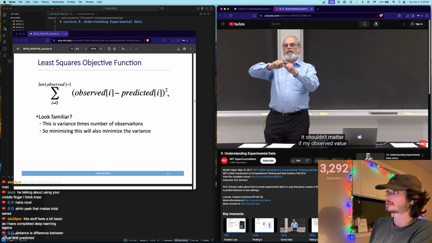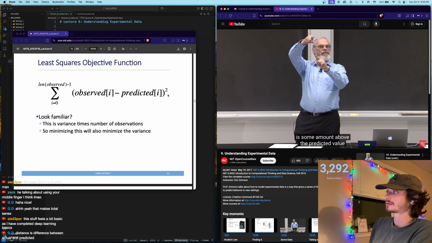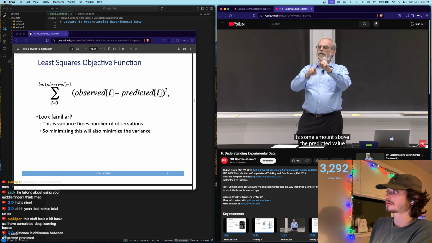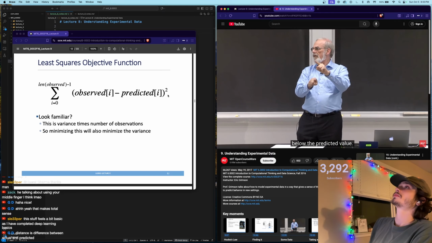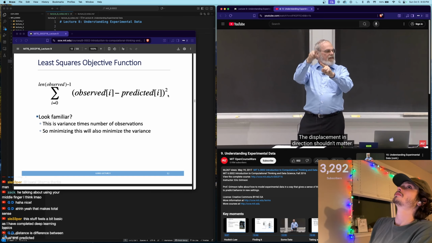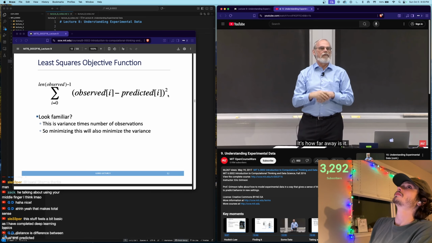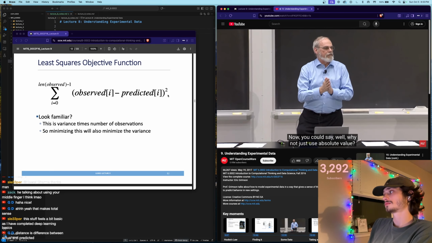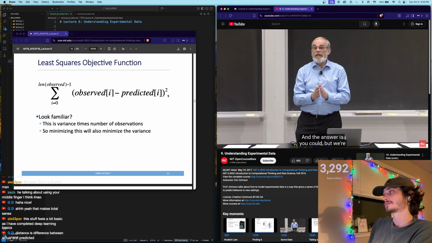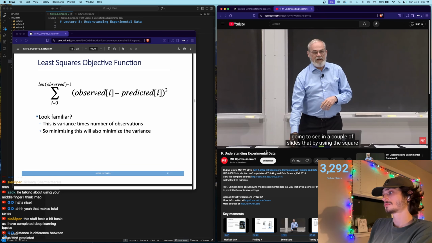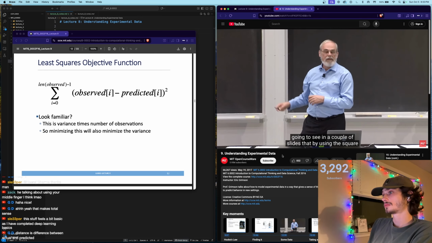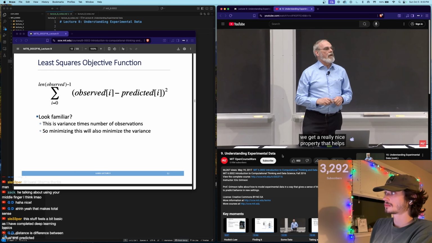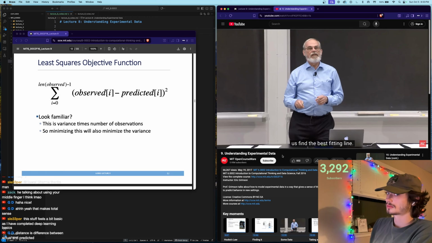Right? It shouldn't matter if my observed value is some amount above the predicted value or the same amount below the predicted value. The displacement in direction shouldn't matter. It's how far away it is. Now, you could say, well, why not just use absolute value? And the answer is you could, but we're going to see in a couple of slides that by using the square, we get a really nice property that helps us find the best fitting line.